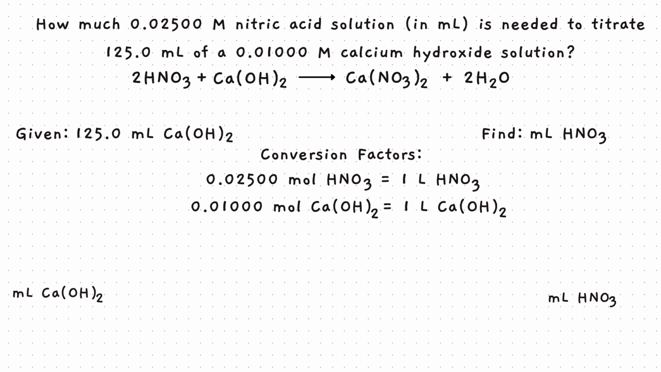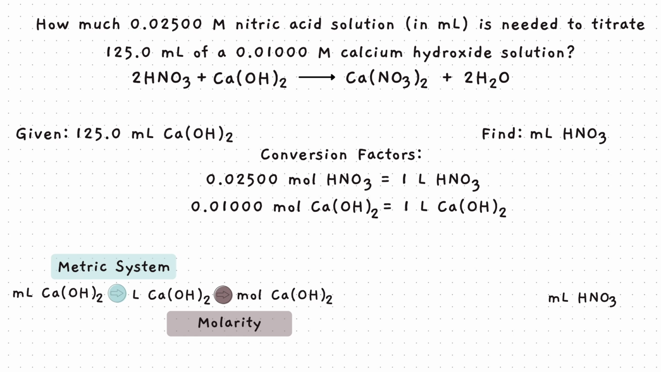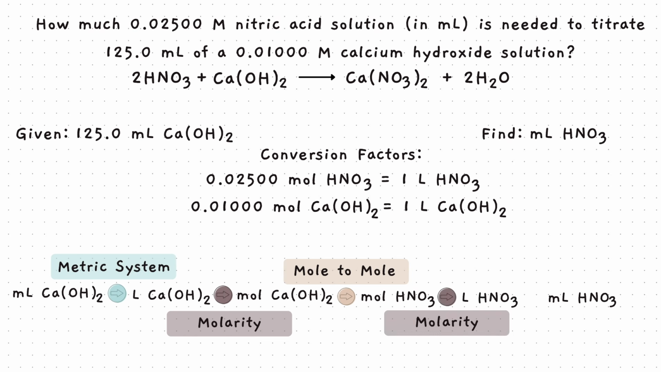So the first conversion factor will be the metric system one, which converts milliliters to liters. To convert liters of calcium hydroxide to moles of calcium hydroxide, we'll use the given molarity. Now, since we want our answer to be specifically for nitric acid and not calcium hydroxide, we need to change the compound by using a mole-to-mole ratio. To then convert the moles of nitric acid to liters of nitric acid, we'll use the given molarity. To convert liters of nitric acid to milliliters of nitric acid, we can use the metric system. Our setup looks like this.